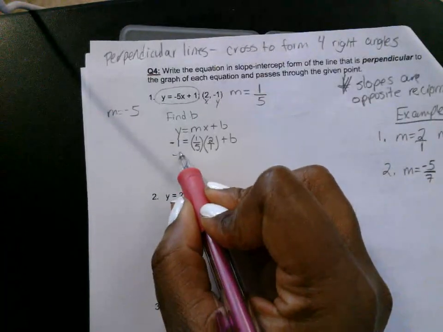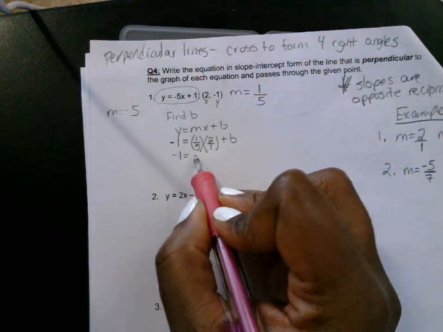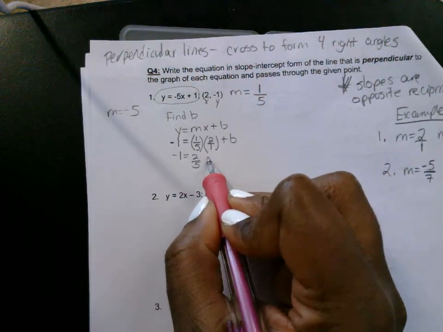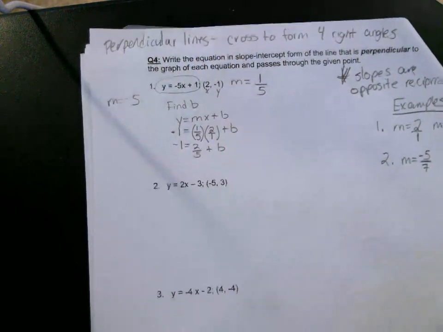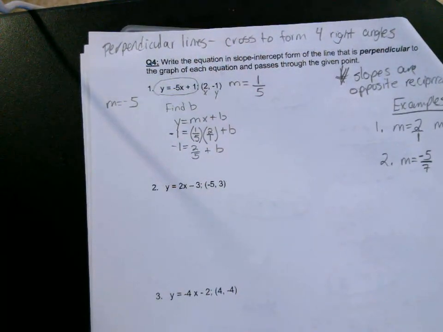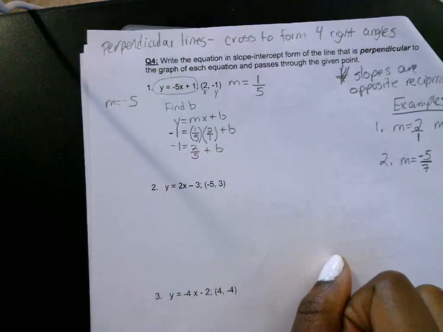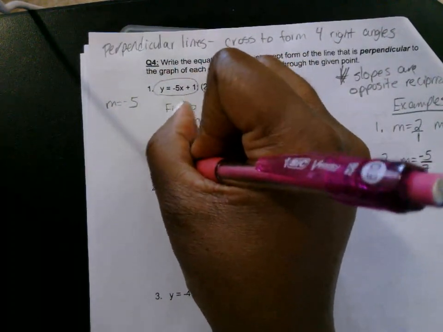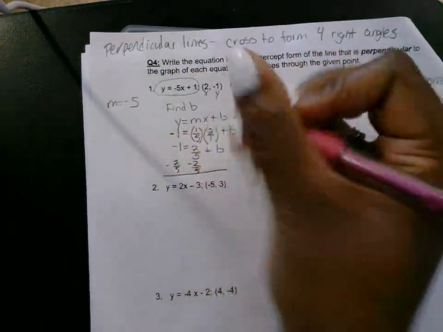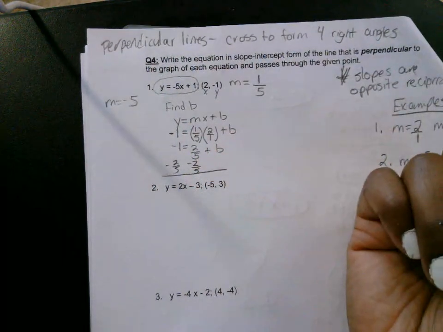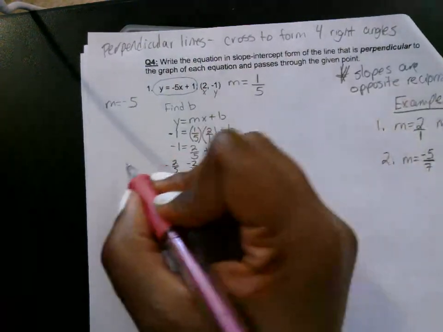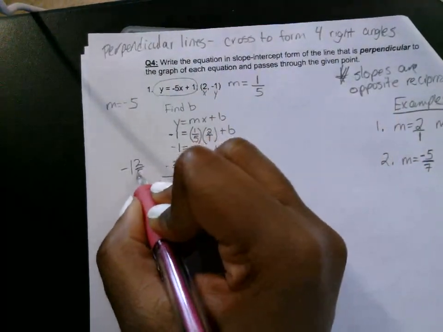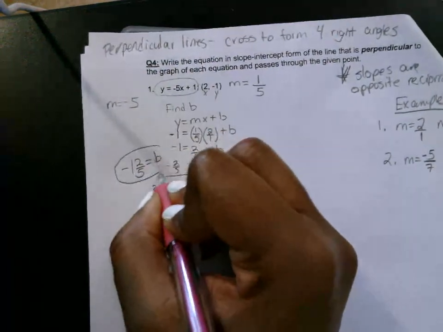Now we're going to simplify. I'm going to solve for b. This gives me 2 over 5 plus b. Any questions about how I get negative 1 is equal to 2 over 5 plus b? So now let's get b by itself. How do we get b by itself? How do we get rid of the 2 over 5? We're going to subtract 2/5 from both sides. So what's negative 1 minus 2/5? Negative 1 and 2/5. So b is equal to negative 1 and 2/5.